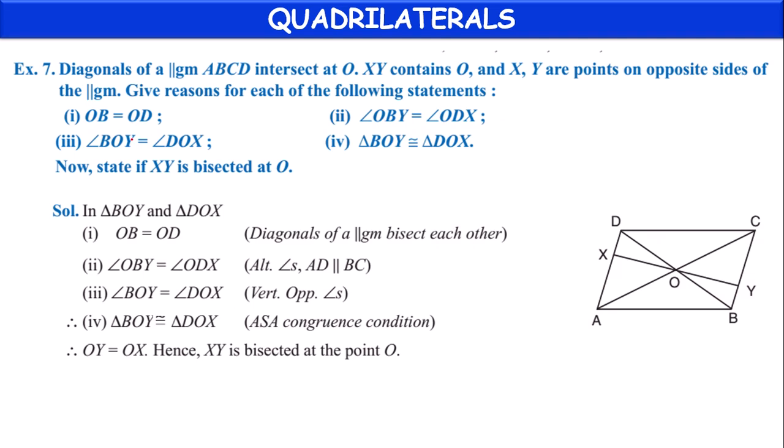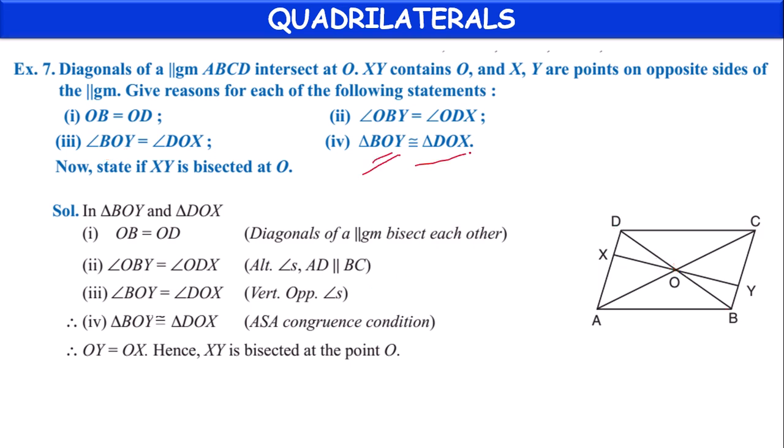Why are angle BOY and angle DOX equal? They have the same vertex, they are opposite angles, vertically opposite angles. So that's why they are equal.